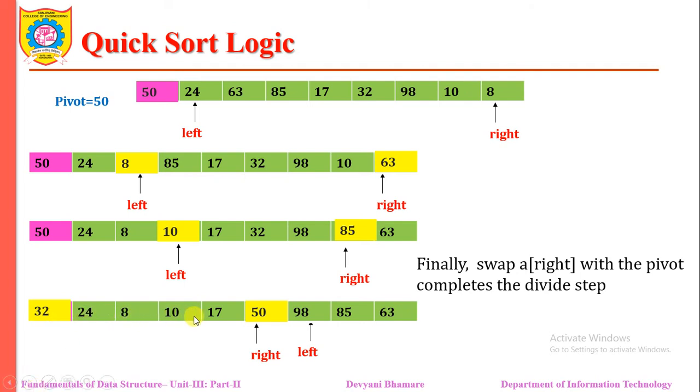The elements on the left-hand side are less than 50 and the elements on the right-hand side are greater than 50. So if you have observed, taking this sub array, we can say this entire array is divided into two portions. That means here is sub array 1 and here is sub array 2.